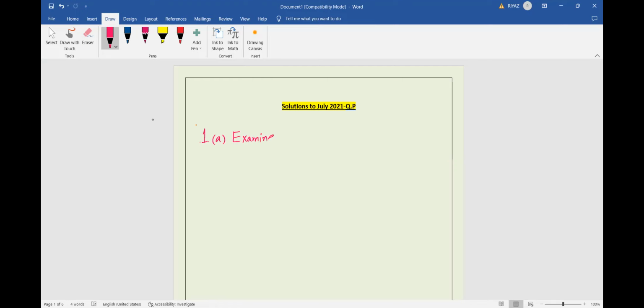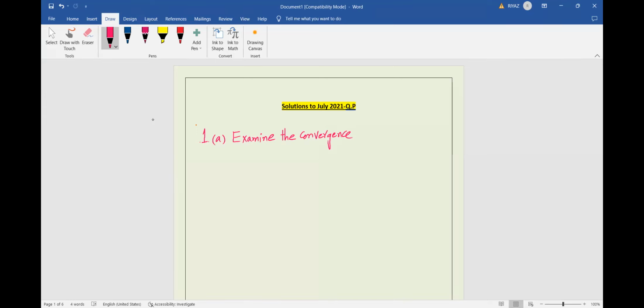The question paper pattern is: question number 1, you have A, B, C, D, E, F, G bits. Each bit will give you 2 marks. Question number 2, A bit, B bit again, that will give you 7 plus 7. Now we start.